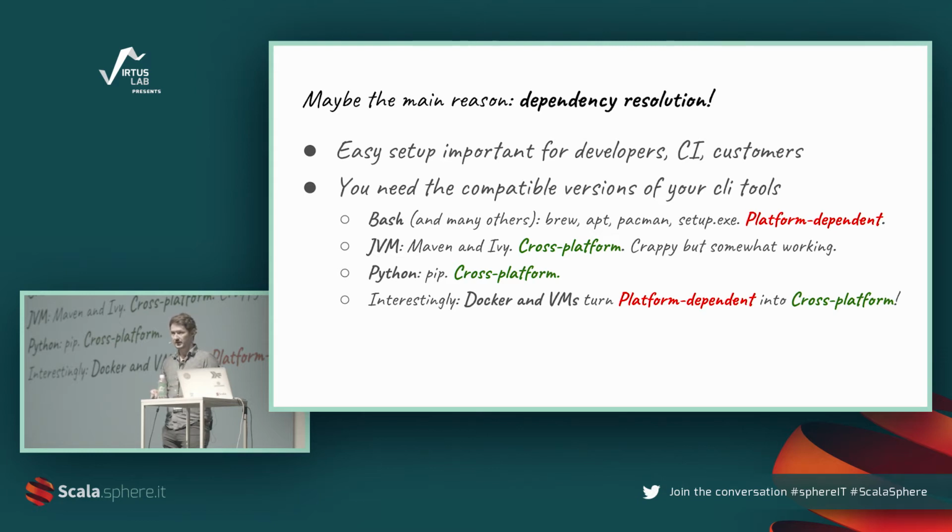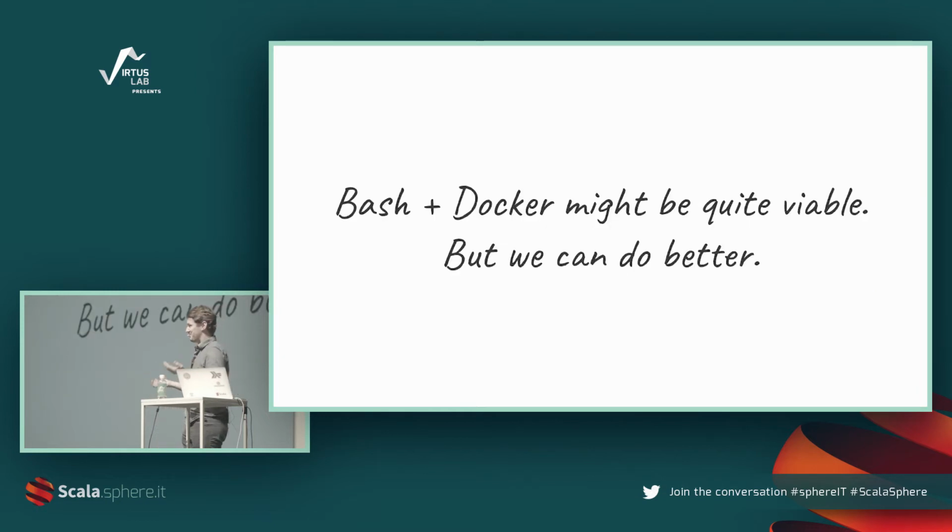And maybe that's the reason why build tools are successful relying on the JVM or also relying on Python, because it's just cross-platform, so it's easy to get to work reliably. However, with the advent of Docker and VMs, you actually have a mapping layer to make bash cross-platform too, because you just map to Linux within your whatever operating system. So, I don't know, maybe bash and Docker is actually quite viable. But we probably want to do or can do better.